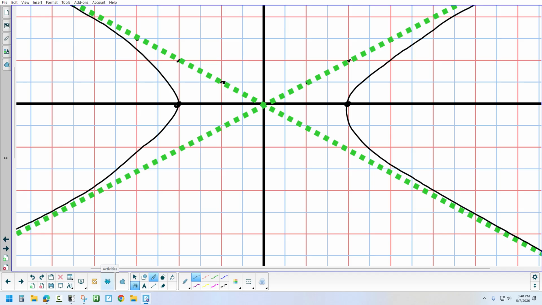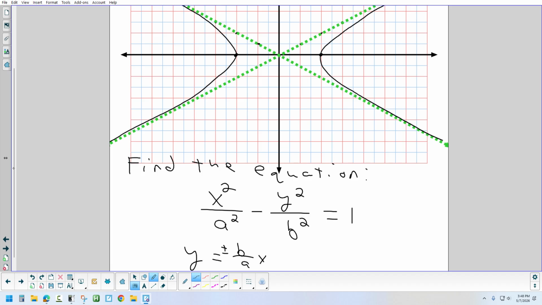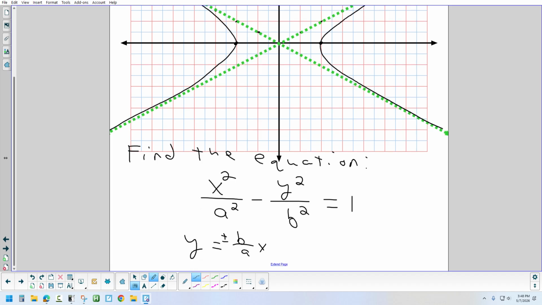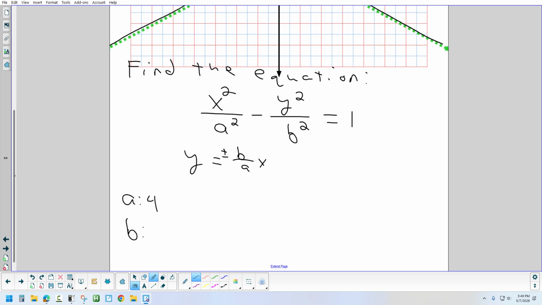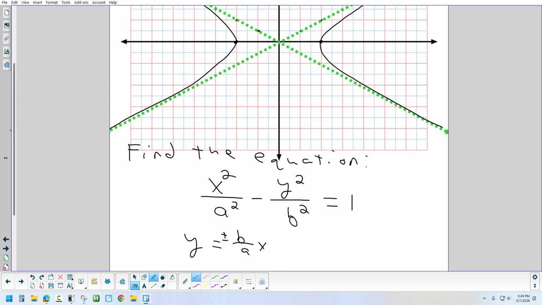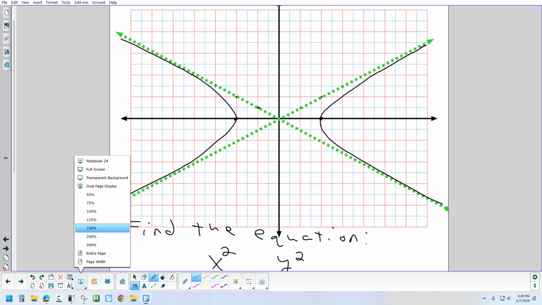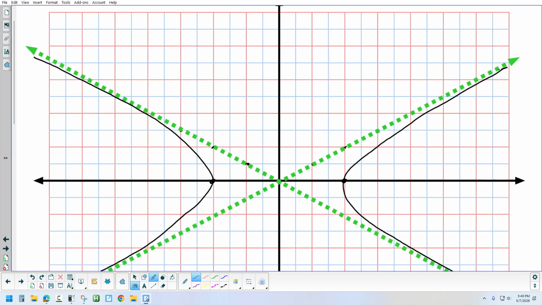So how far away are the vertices from the center? 4 units. And if they're 4 units away, that tells us one of the letters. What letter does that tell us? A. That tells us A. So now we know A is definitely 4. What's the other letter that we need to write the equation? We need B. So to find B, we're going to have to look at our asymptotes. What is the slope of our asymptotes? I'm looking for the exact slope in this problem.